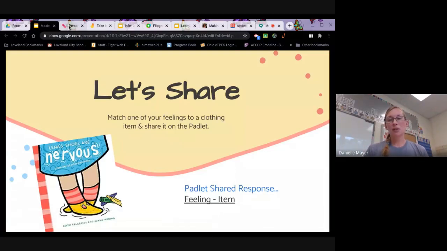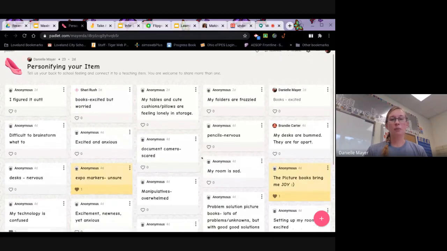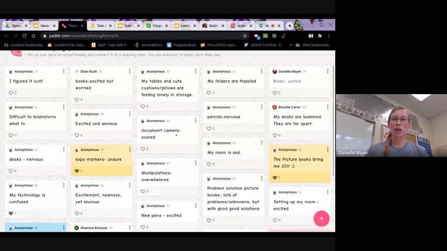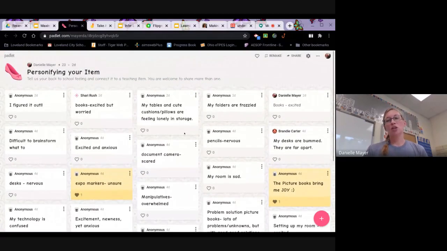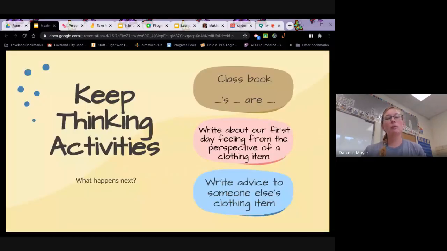So in this link to this Padlet, you're going to see that some people have already posted theirs. And you can see your manipulatives are already overworked. Your document camera is very scared. Your folders are frazzled, right? So all of these things. So this Padlet becomes an idea bank, right? And so if I'm a kid who didn't have any ideas, this would be a great place, and I can just steal somebody else's.